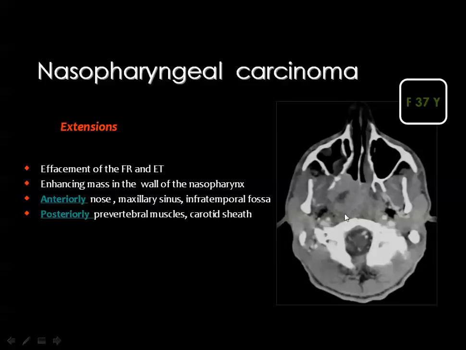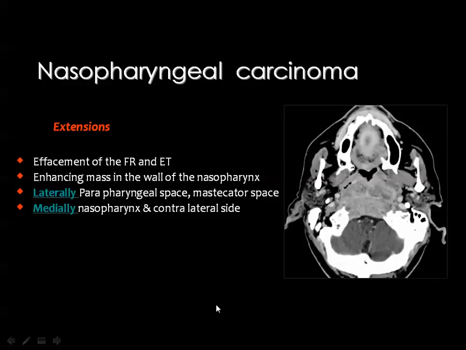Posteriorly, the tumor will invade the prevertebral muscles, and it may also erode the bone and extend inside the spinal canal. And here you remember the carotid cheese. The tumor may involve the carotid cheese encasing the vessels.